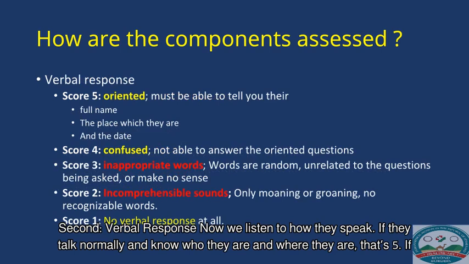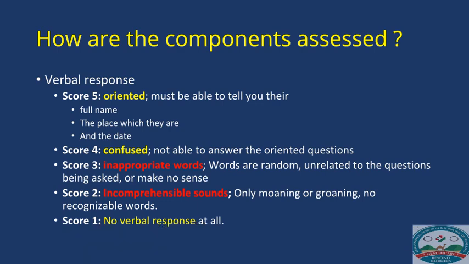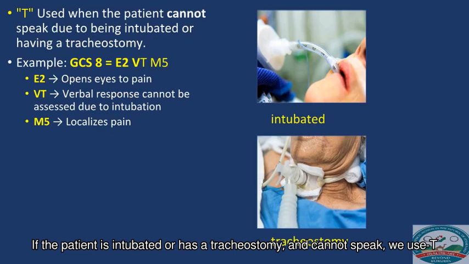Second, verbal response. Now we listen to how they speak. If they talk normally and know who they are and where they are, that's 5. If they're confused but still talking, give 4. Saying strange words? That's 3. Just moaning or making sounds? That's 2. No sound at all? 1. If the patient is intubated or has a tracheostomy, and cannot speak, we use T.